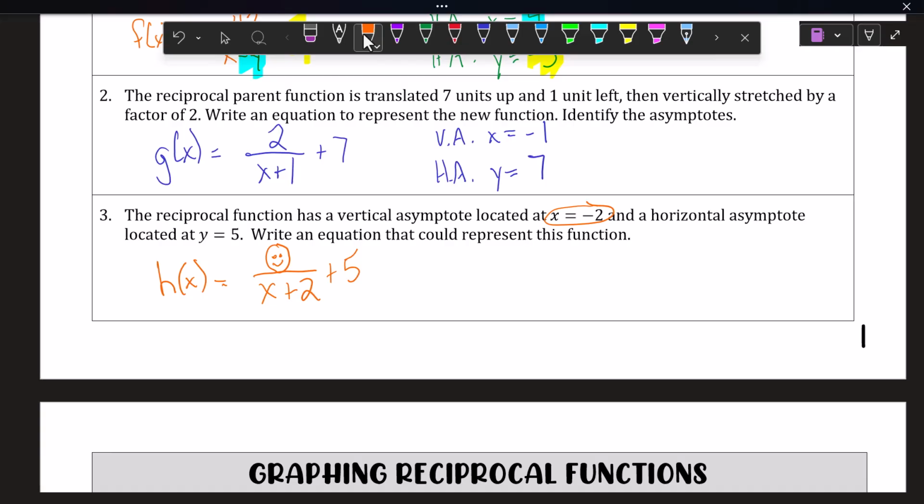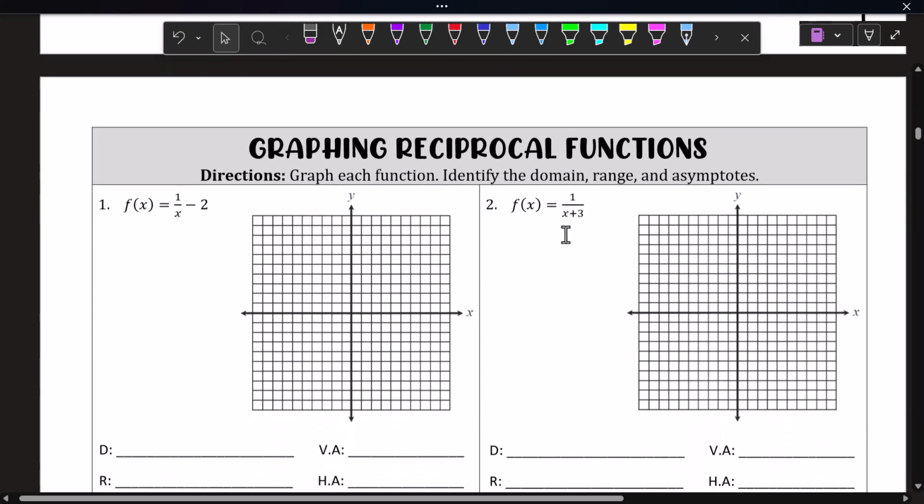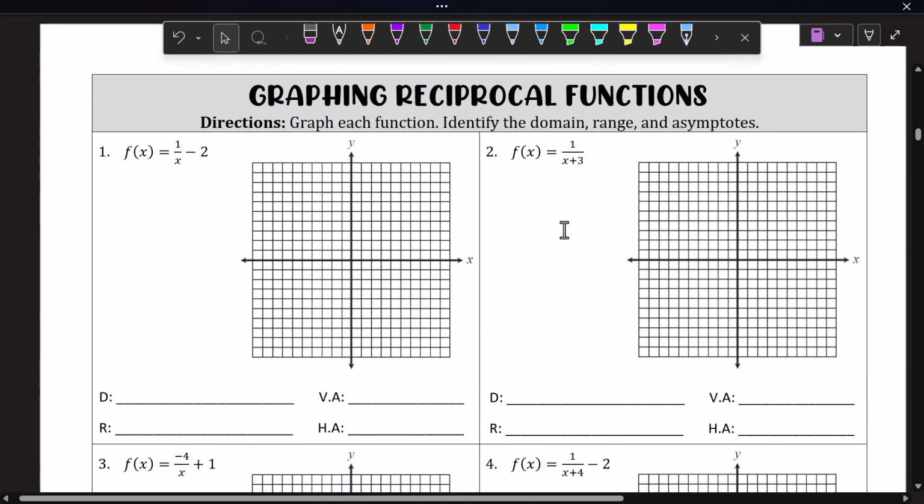So it's really just about h and k, setting up our boundaries, and then filling in the rest. Oop. I guess we don't need to do the horizontal vertical asymptote because we already have them. So now we're going to graph some.